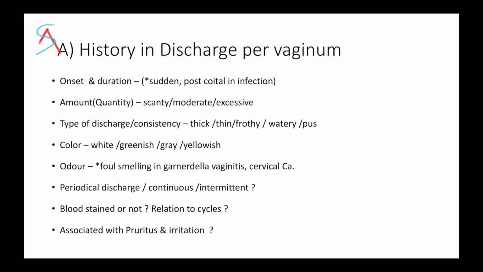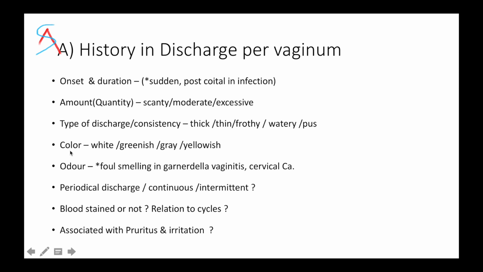Like if the patient says she has a history of discharge per vaginum, then you have to ask what the onset is and what the duration is. Onset would be sudden and postcoital, generally an infection or something. Then you have to ask about quantity and the type of discharge. Cervix has submucosal glands, so the discharge from the cervix would be mucoid, and vagina has no submucosal glands, so the discharge from the vagina would be watery.